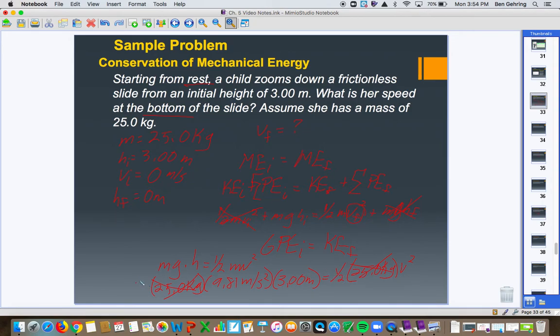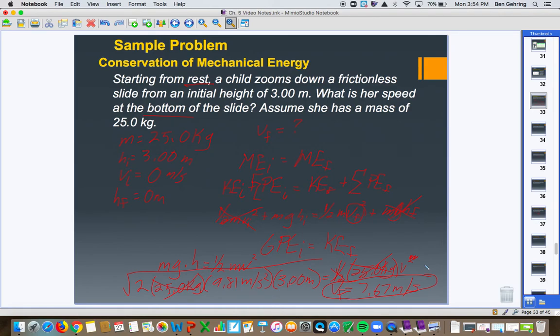Multiply this side by 2, so I'm going to put 2 on this side, I'm going to cross this off, and I'm going to take the square root of everything, which is going to get rid of my squared over here. So if I do all of that, I take the square root of 2 times 9.81 times 3. I should get 7.67. My VF is going to be 7.67 meters per second. And that's how we do conservation of energy.